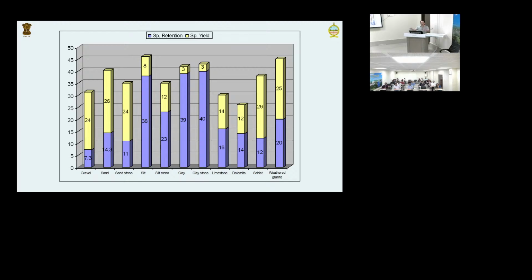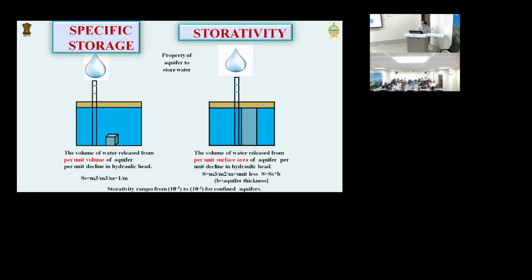The aquifer system is better than having more specific retention. If you have more specific retention, then the aquifer doesn't give much water, right? If you have more specific yield, say in the case of a spring, if that particular spring has more specific yield, that means it will give higher discharge, and even in the lean period it will give more discharge. So just to show that.